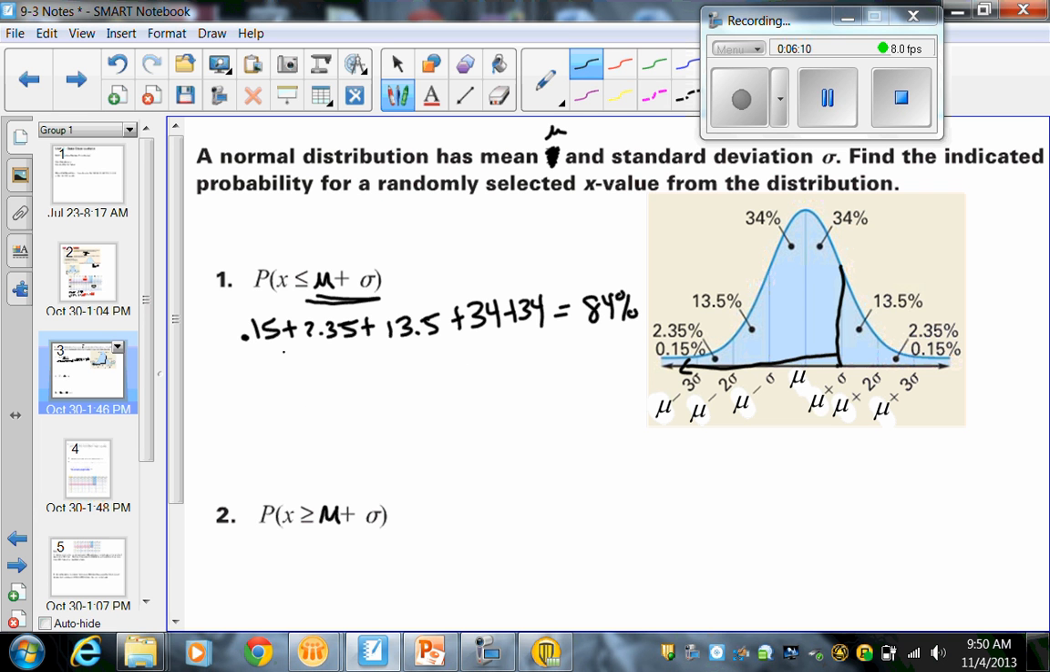Or the other way of doing it is, instead of adding all these numbers up, you know this whole thing has to add up to 100, and these three little pieces are not included, so you could just do 100 minus the parts that are not included. Which would also give you the 84%.